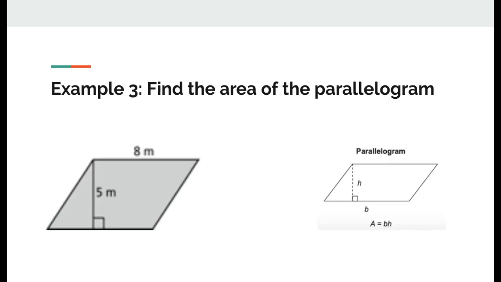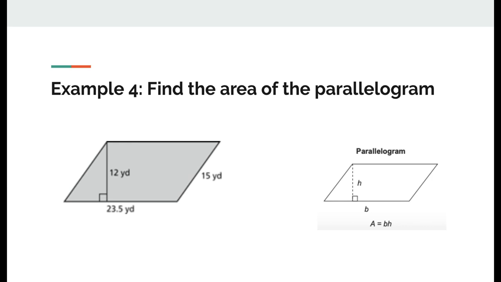Next example, we're going to find the area of parallelograms. So again, we have our parallelogram on the left and then our formula from our formula sheet on the right. So to find the area of a parallelogram, you do base times height. So the height of this parallelogram is 5 and the base is 8. So we multiply base times height, or 8 times 5, and we get 40 square meters.